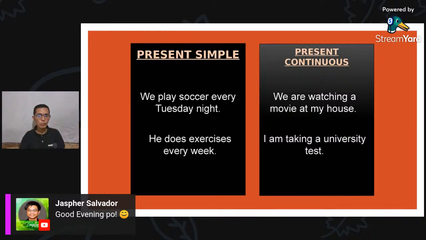So this is sa sample sentence natin, we play soccer every Tuesday. So our subject is we, and then yung verb natin is play. So we don't say we plays soccer, we say we play. Dahil plural yung subject natin, so yung verb natin will also be plural or the base form ng verb. Huwag tayong ma-confuse doon, okay? So, we play soccer every Tuesday night. That is sample of a present simple tense. And then we also have, he does exercises every week.